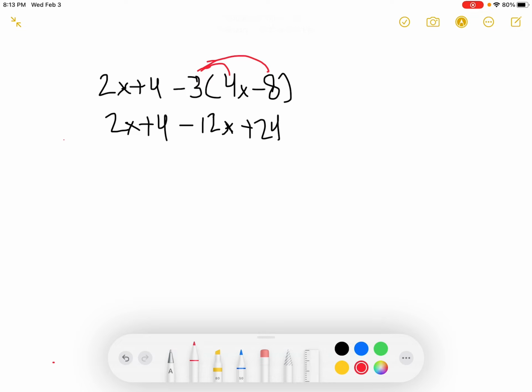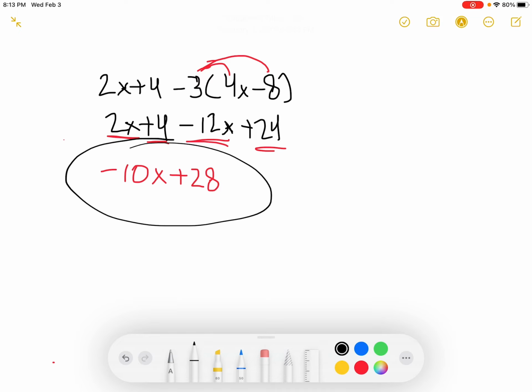So, let's first combine these. 2x minus 12x means negative 10x. Now we can combine these: 4 plus 24 is 28. There's nothing else we can do since this is an expression, so this is our simplified answer. We simplified this expression, and it's the same thing as this.